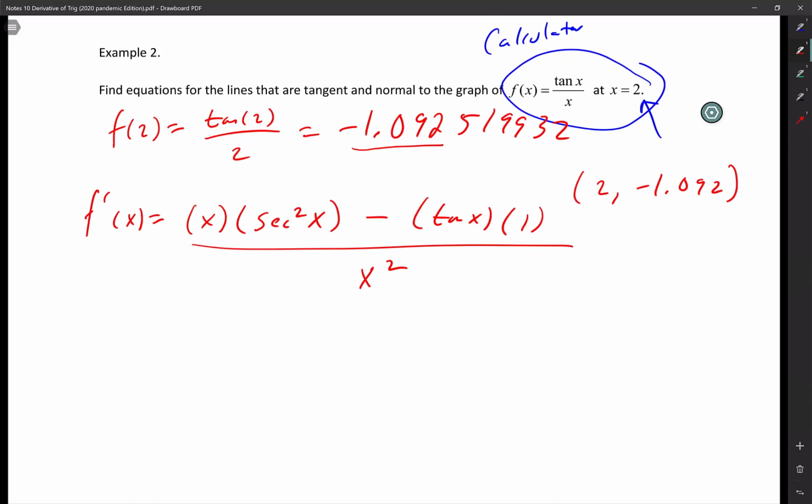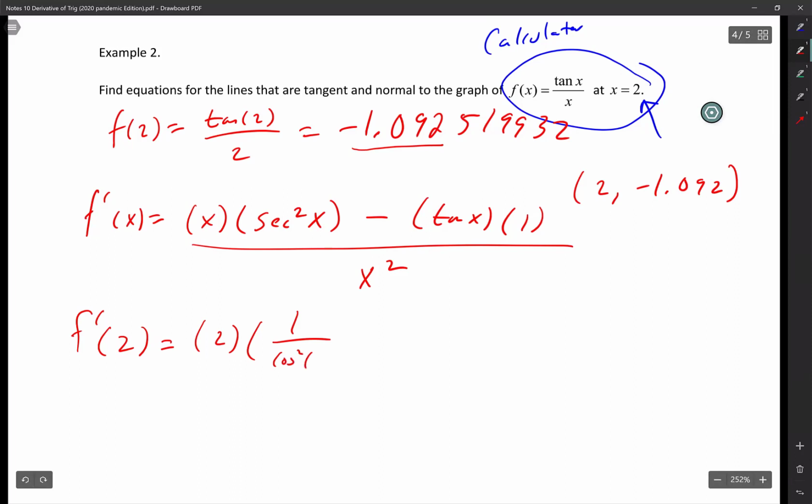I'm going to plug in a 2. Chavez, I don't have a TI-84 that tells me how to get secant squared in there. Well, sorry, you suck. No, I'm kidding, guys. You don't. Cosine squared with a 2 in it.